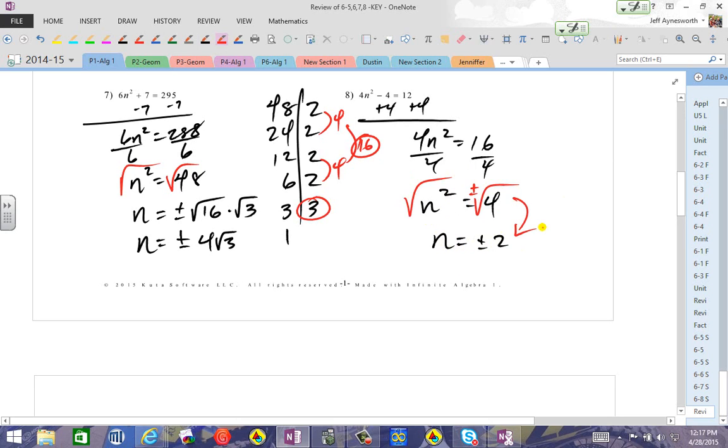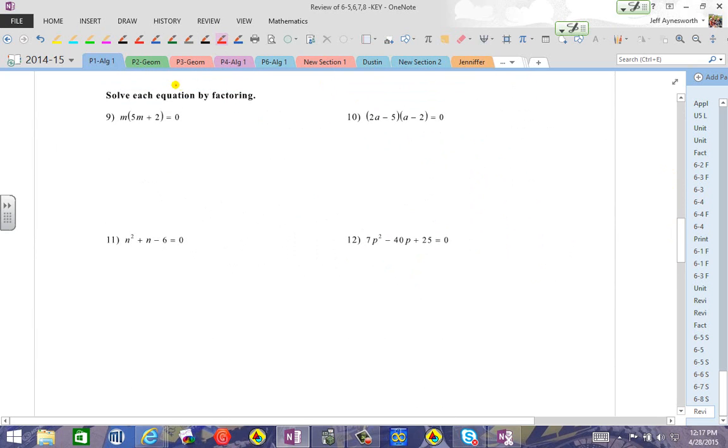Okay, now on the more challenging things. This now we got to solve by factoring. Solve by factoring is section 6.5. So if you want to pause the video and take out your notes, go ahead and do that. So you got, you want to use the zero product rule. So let me write that down.